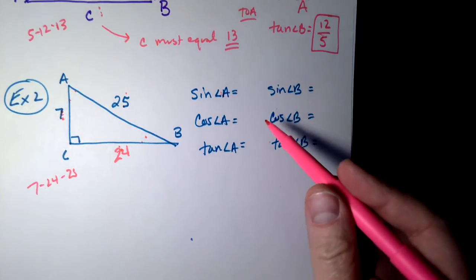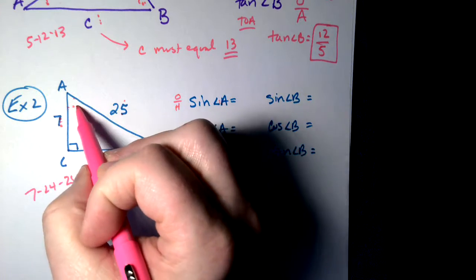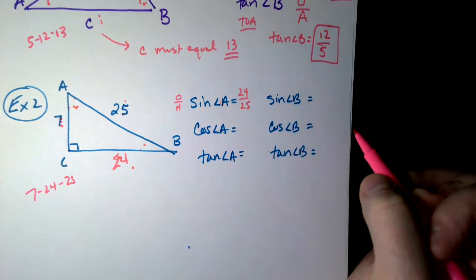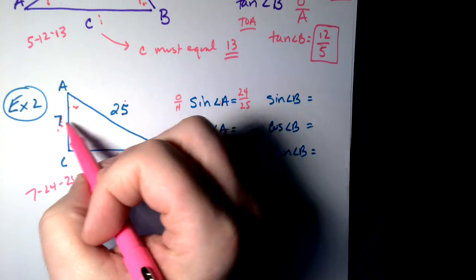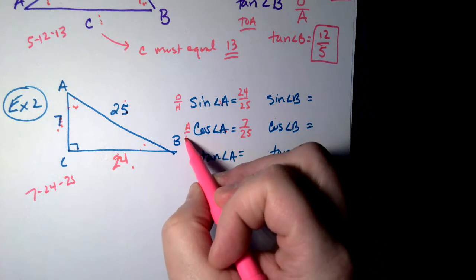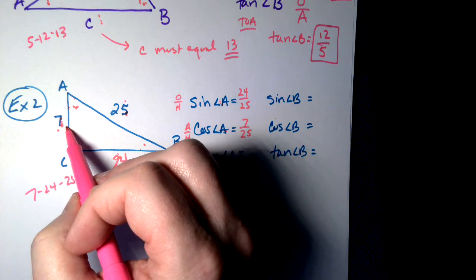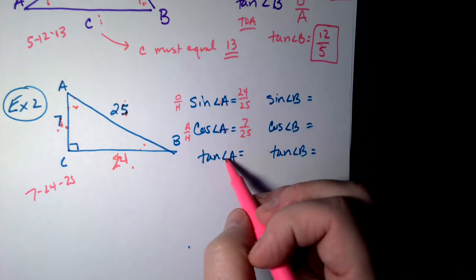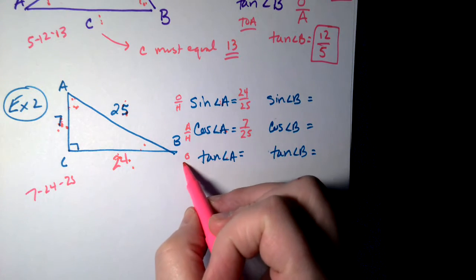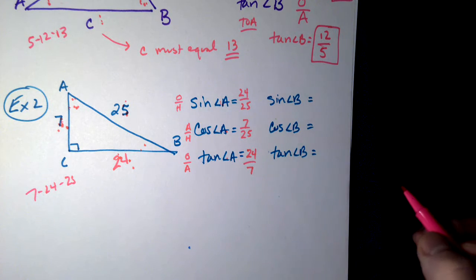All right, now sine of angle A, we've got to go opposite over hypotenuse. Angle A is up here, so opposite is 24, hypotenuse is 25. Cosine of angle A, now it's 7 over 25. Adjacent leg over the hypotenuse. Not adjacent meaning hypotenuse. Adjacent leg over the hypotenuse. Tangent of angle A is opposite over the adjacent. TOA. So it's going to be 24 over 7.